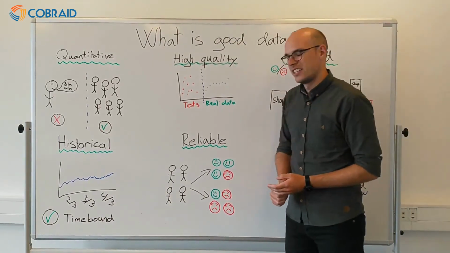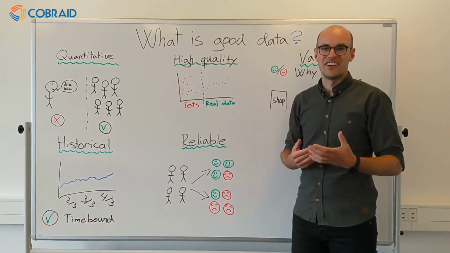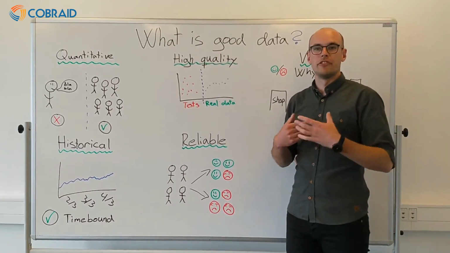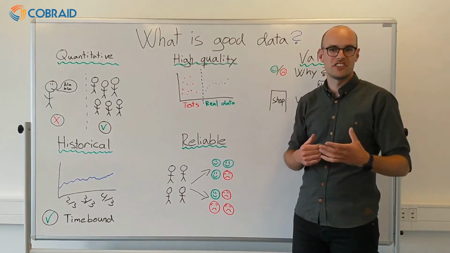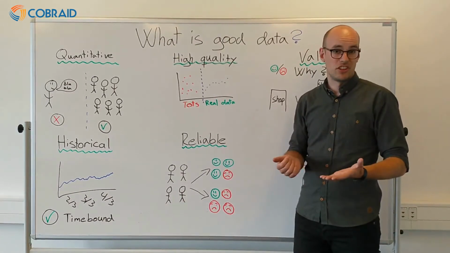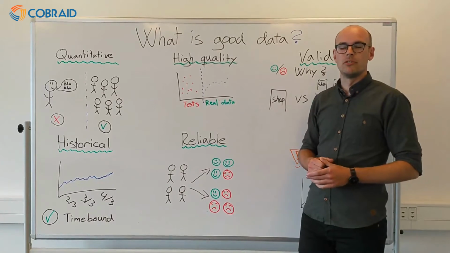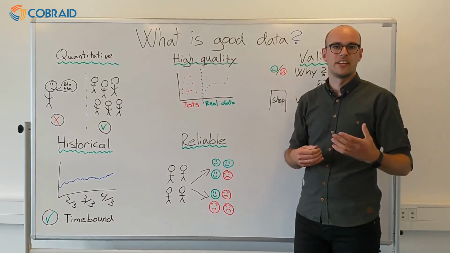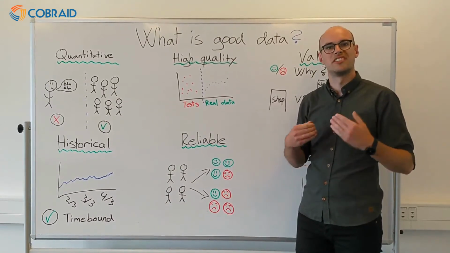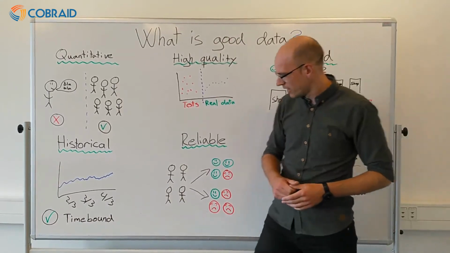And this means that the data source here is not reliable, because if you change the person who measures it, then you'll get a different result. And that's not something we want. We want it to be reliable in a sense that you can reproduce the outcome under the same circumstances.